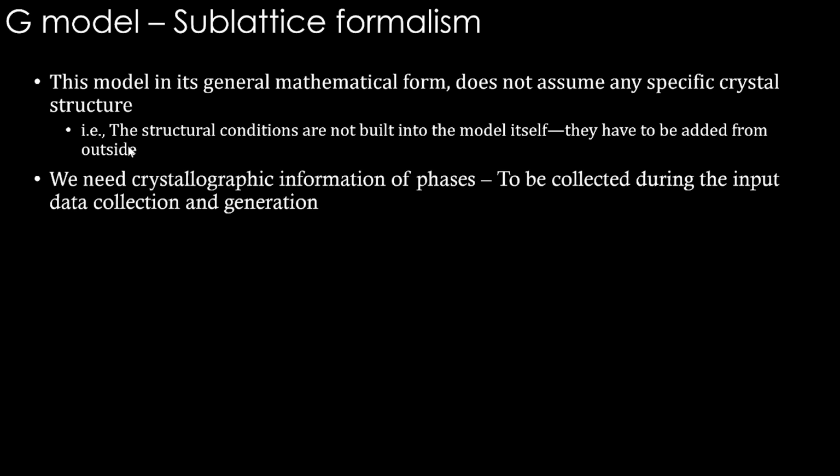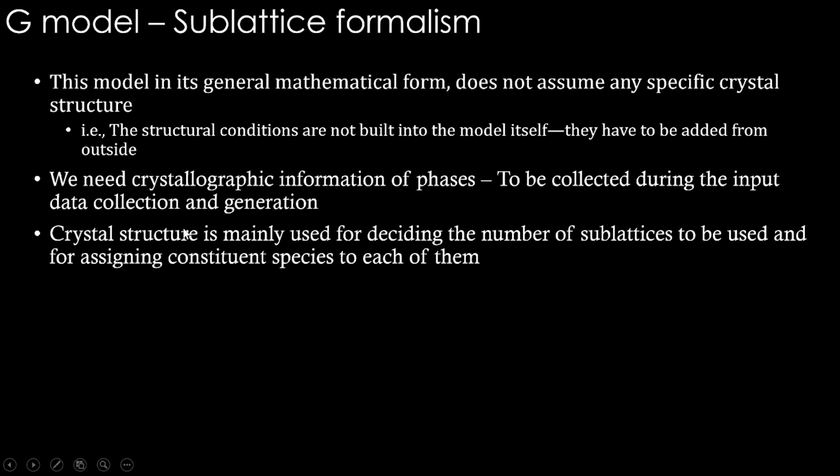Okay, we need to know the crystallographic information for this. Therefore, it is to be collected during the input data collection or the experimental generation of input data. We need to keep track of what the crystal structures of different phases are. And that crystal structure information is mainly used for deciding the number of sublattices to be used and for assigning constituent species into each of them. So crystal structure has more layers to that. We will come to that when we see the sublattice formalism of some compounds.